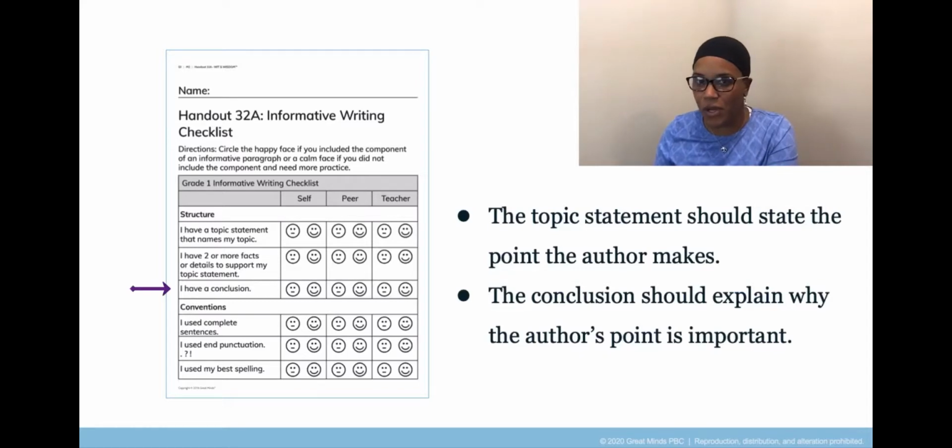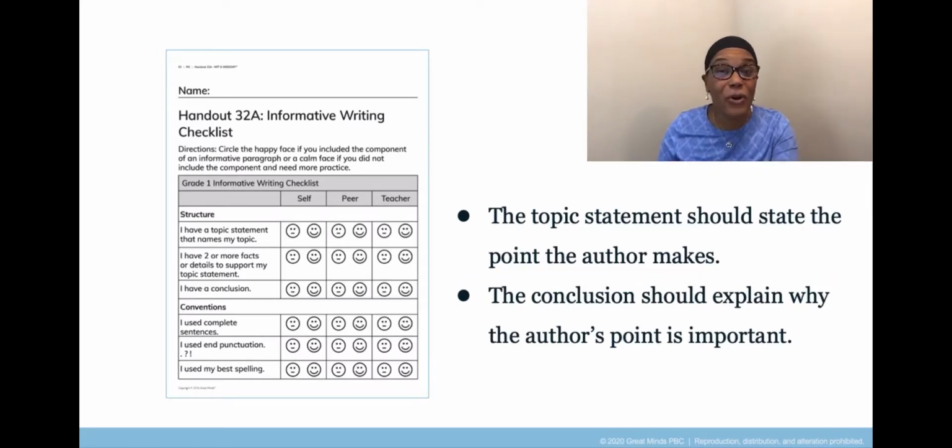All right, friends, what about that conclusion? Did you include a conclusion? Remember that in this informative paragraph, the conclusion explains why the author's point is important. So what I want you to do now is think, why is it important to know that these animals are dangerous? Share with your learning partner.